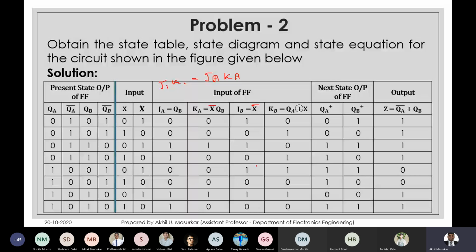So you can see the next is the input, that is X. X also can take two values, X and X bar.